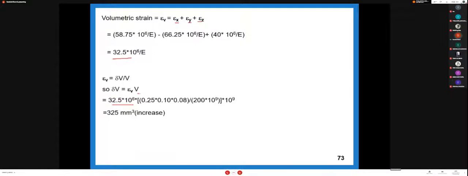32.5 into 10 raised to 6, and this is the volumetric strain, and it is 32.5 into 10 raised to 6 divided by E. So this is the L. Okay. So ultimately we get the 325 mm cube increase.